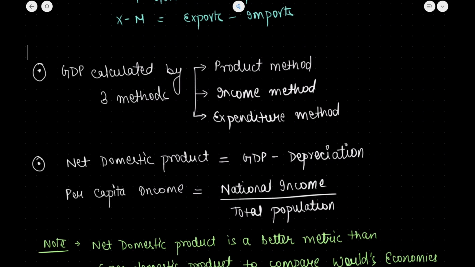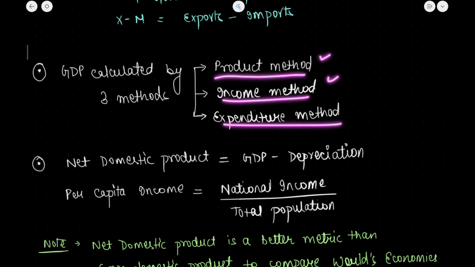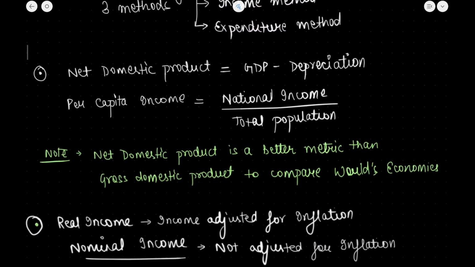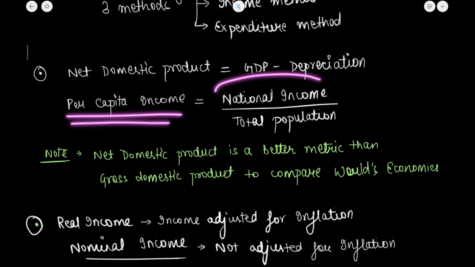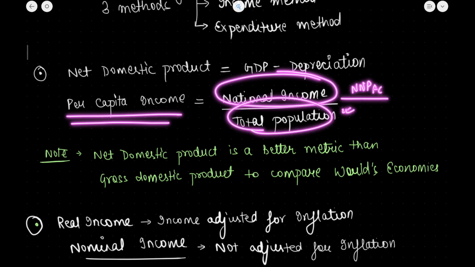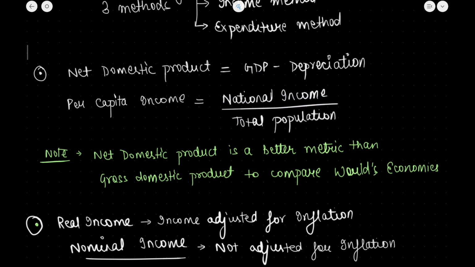Now the GDP is calculated by three methods. Now what are these three methods? The first one is the product method, income method, and then the expenditure method. Okay. What is per capita income? When we divide national income, or in other words, net national product at factor cost, by the total population, we come to the per capita income.